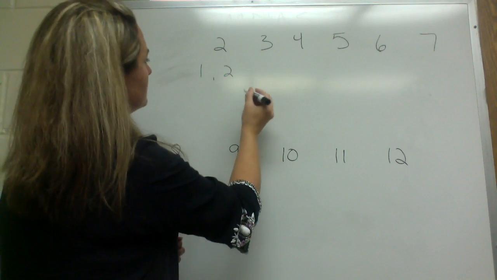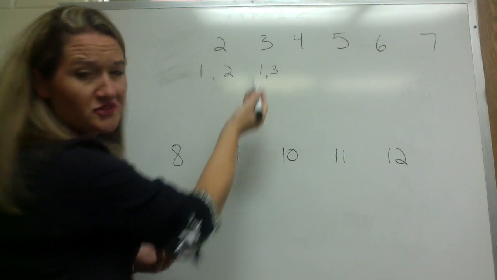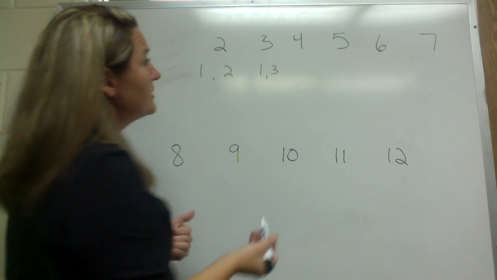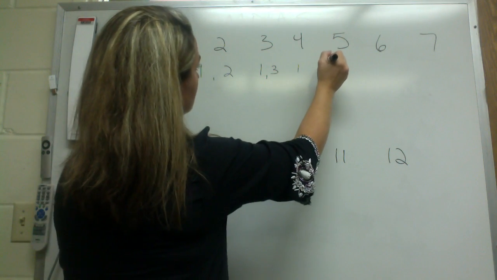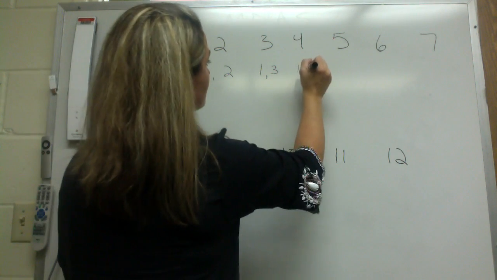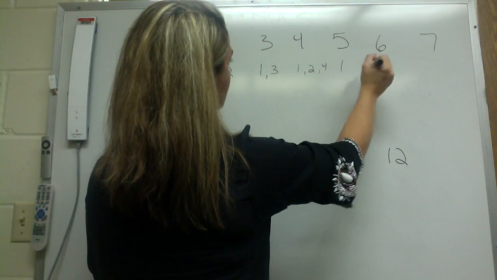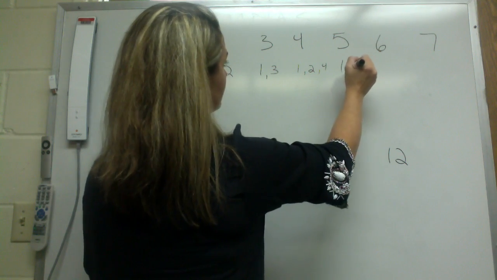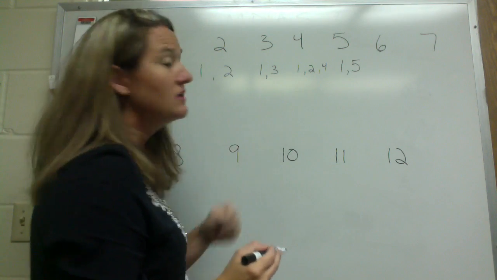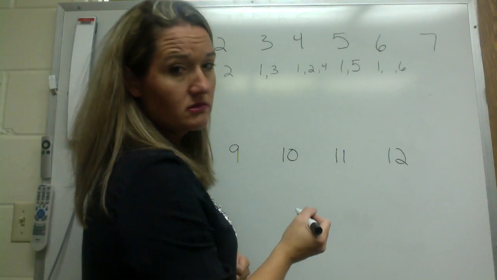3, well, that's the same thing. 1 times 3, and 3 is not divisible by 2, so the only factors of 3 are 1 and itself, 3. 4, we've got 1 and 4, but we also have 2, since 2 times 2 is 4, so it has a third factor, which is 2. 5, we've got 1 and 5, because 5 is not divisible by 2, 3, or 4, so it only has 1 and itself. 6, we've got 1 and 6, but we also have 2 and 3.